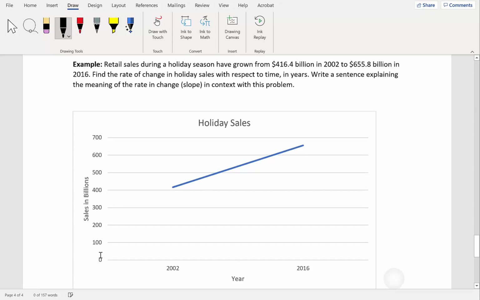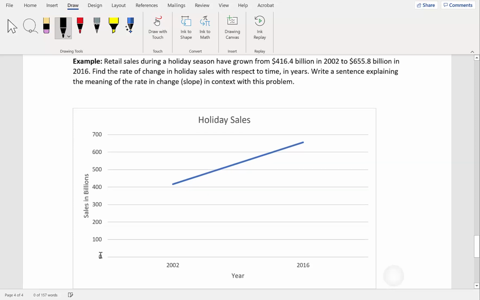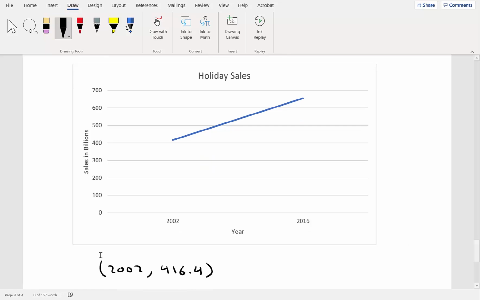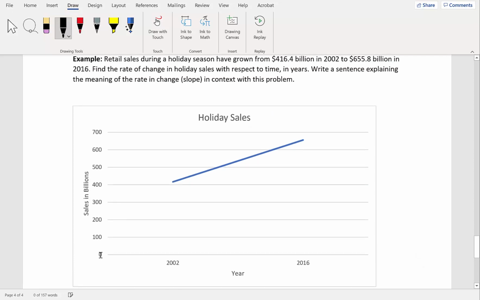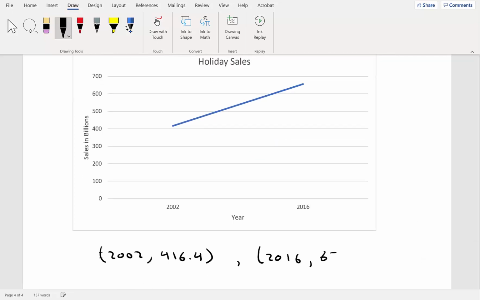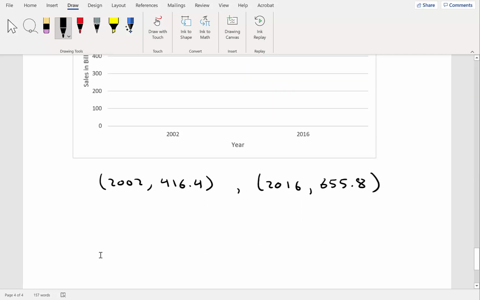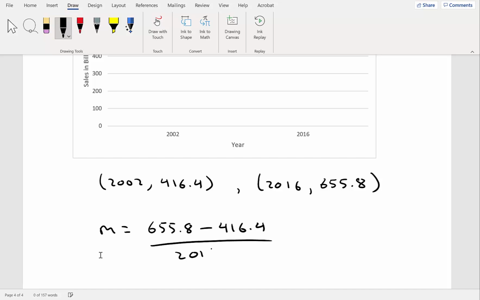And then we have 2016 and 655.8. Okay, so we have 2 ordered pairs. So if we want to figure out the rate of change, that's saying the same thing as finding the slope. So let's use our formula. M is equal to, so we have 655.8 minus 416.4 all over 2016 minus 2002.